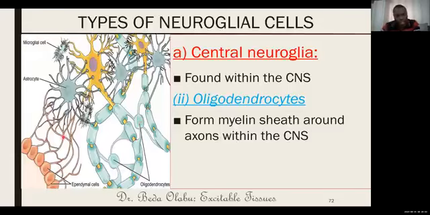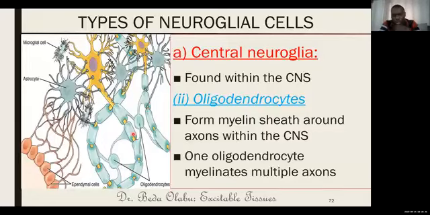This is myelin sheath. That's myelin sheath. So this wrapping around axons of neurons is what we call myelination. And oligodendrocytes are the ones which perform this role as long as you are within the central nervous system. Perhaps what is important to take note of is that a single oligodendrocyte actually myelinates multiple axons of neurons.